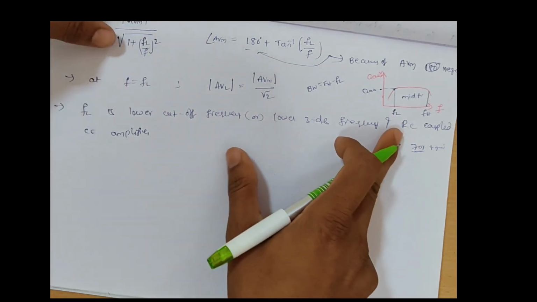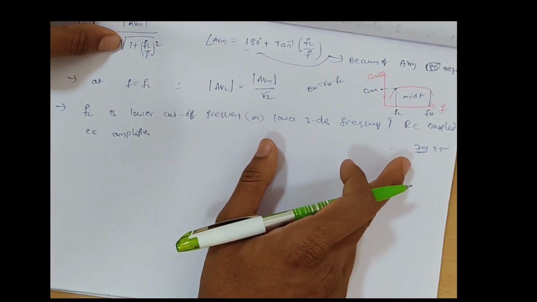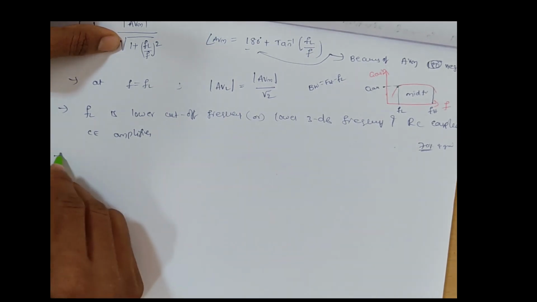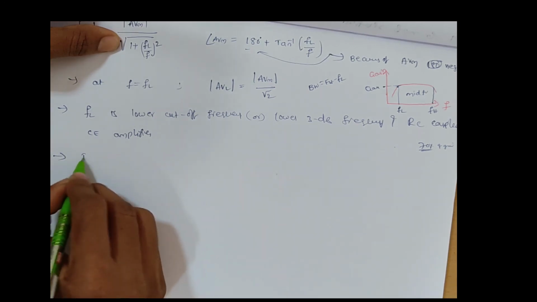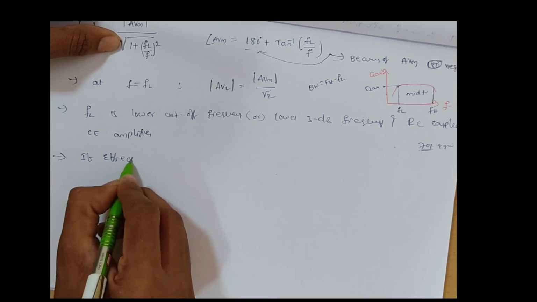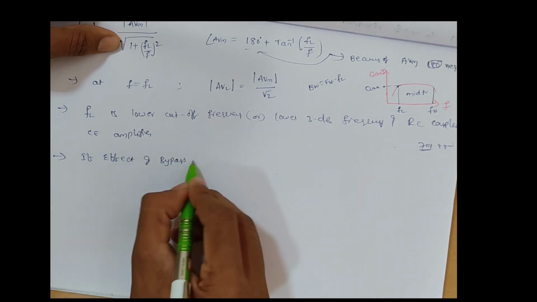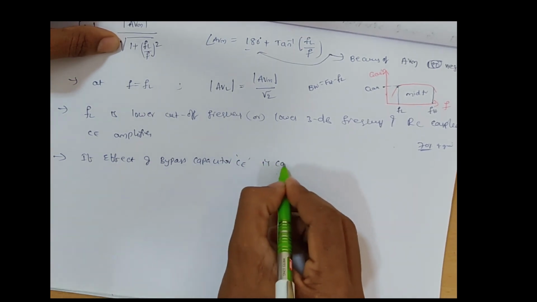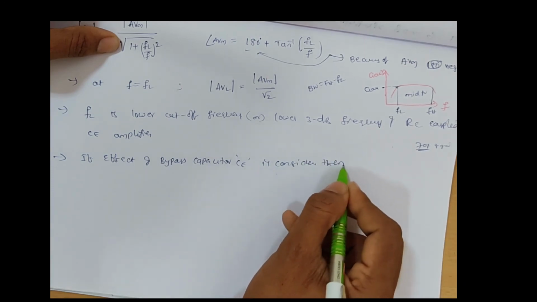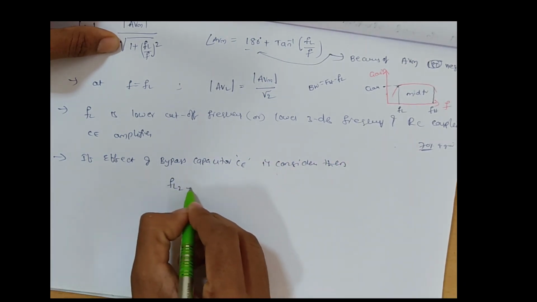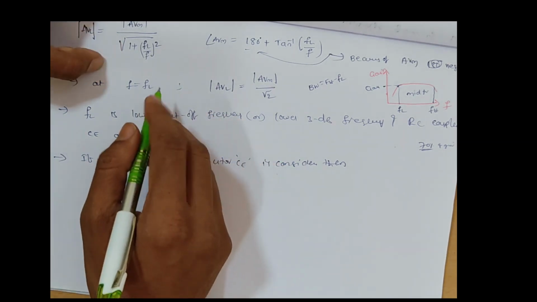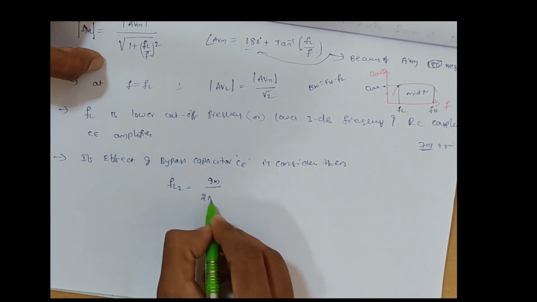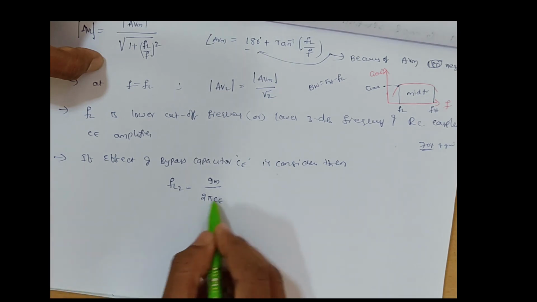So this is the effect of only one coupling capacitor considered here. If the effect of the bypass capacitor CE is considered, then we can write FL2. So now we can say this is FL1, and now it is FL2. Then we can write gm by 2π CE, as CE is the bypass capacitance.